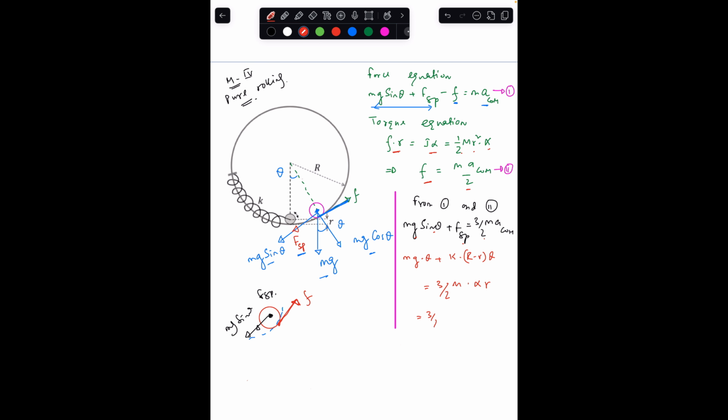Again I will convert, 3 by 2 m alpha. Alpha is equal to how much did you get? (R minus r) divided by r into alpha 1, and the small r gets cancelled. We are going to have the same equation, omega equal to under root of 2 by 3 times (g divided by (R minus r) plus k by m).